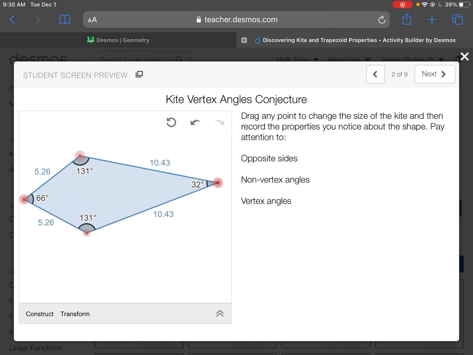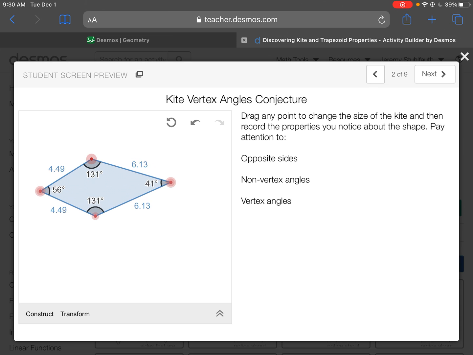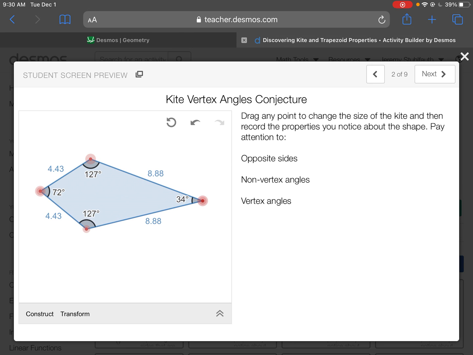So I have a kite created here, and I'm going to change the kite around. I'm going to adjust some settings here, and I want you to think about what you notice in terms of the opposite sides, the non-vertex angles, and the vertex angles. Remember, your vertex angles here would be the ones that are 105 and 31. The non-vertex angles would be the ones that are 112 and 112. Do you notice anything about any of the angles as I move them to create different kites? Do you notice anything that stays the same? Anything that changes? What are some similarities that you notice?